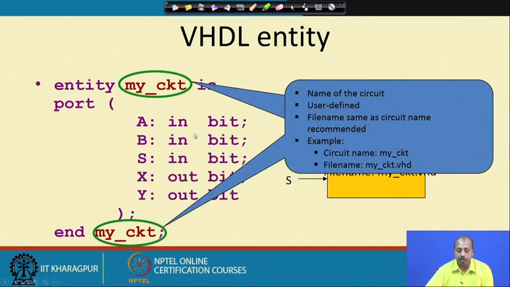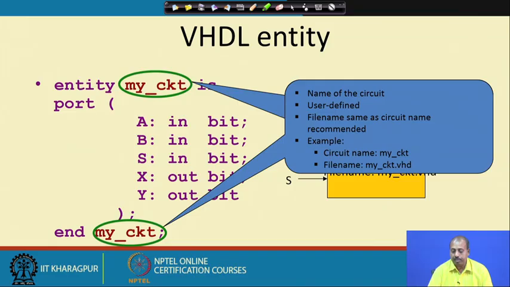The things to be noted: my circuit is the name of the circuit. Every entity should have a name. In one description I can have only one name for an entity, and the names are unique. If there are multiple entities, they should have different names. This is user defined, so the user can give these names.